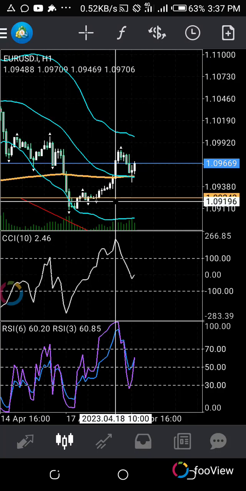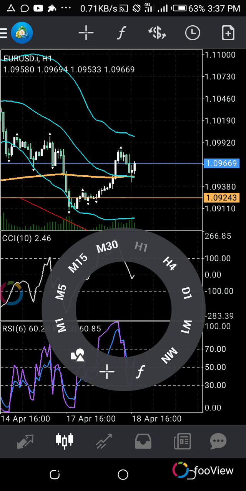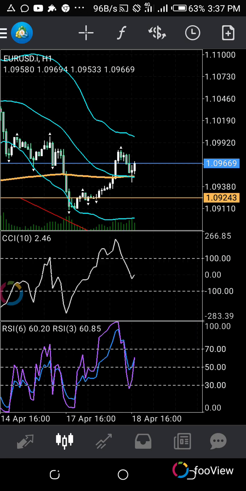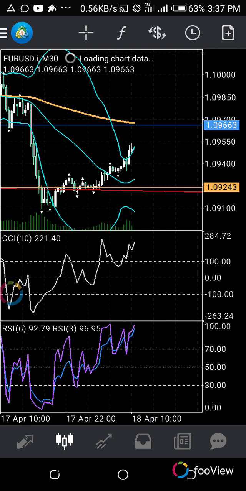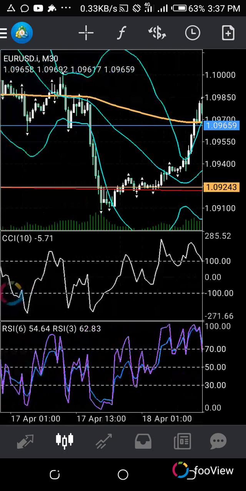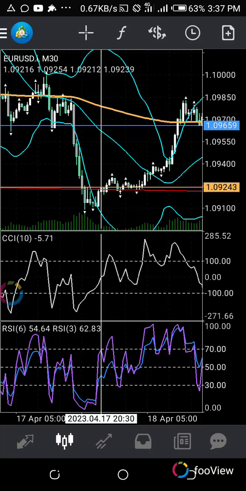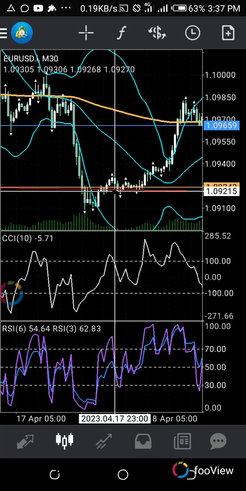Now let me take you to the lower time frame on M30. Normally I used to take my entry from 1 hour. So let's check the M30 and see what happened, so you can have a clear view of what I'm talking about.